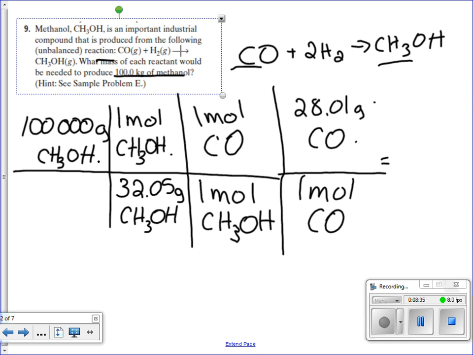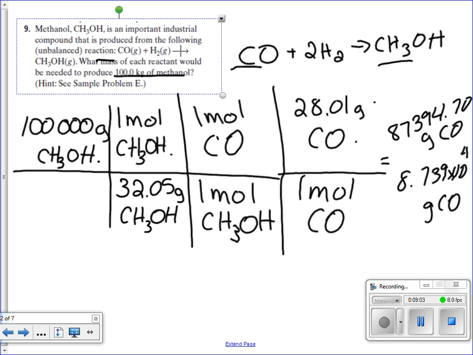So I can multiply across the top and get an answer, multiply across the bottom and get an answer, and divide the two values, and you get a really big number. And that's grams of carbon monoxide. Your calculator might give it to you in scientific notation, which would be 8.739 times 10 to the 4th grams of carbon monoxide. Ran out of room, I wrote too big. All right, so that's 87,394.70 grams of carbon monoxide, or 8.739 times 10 to the 4th grams of carbon monoxide.